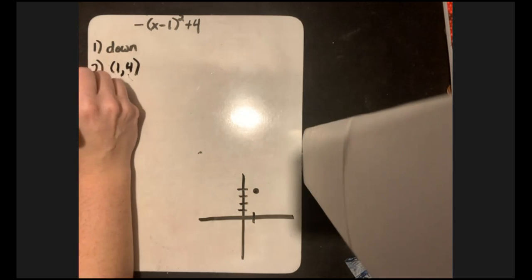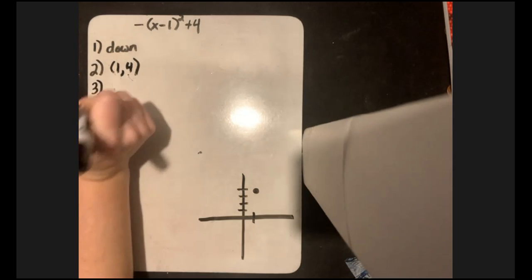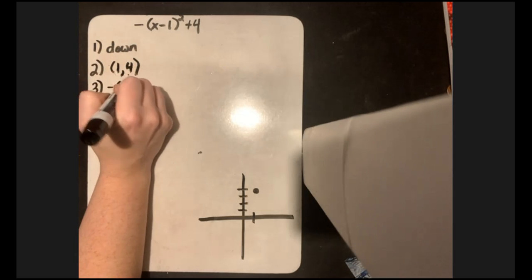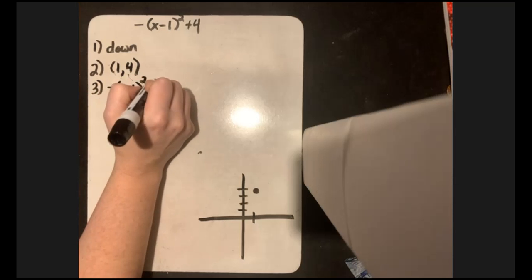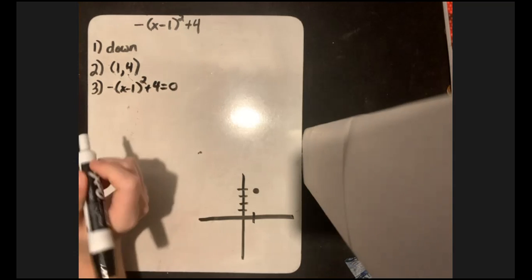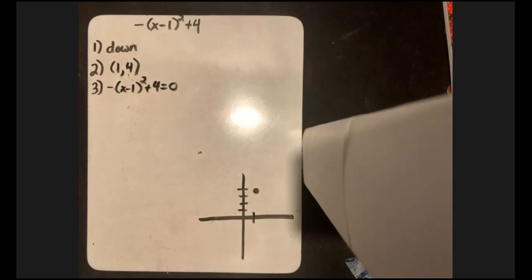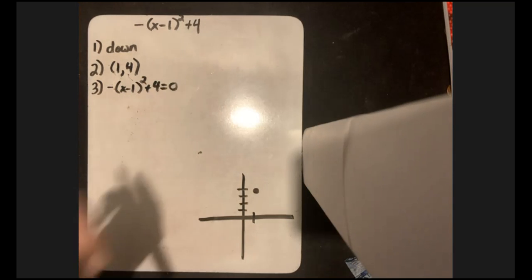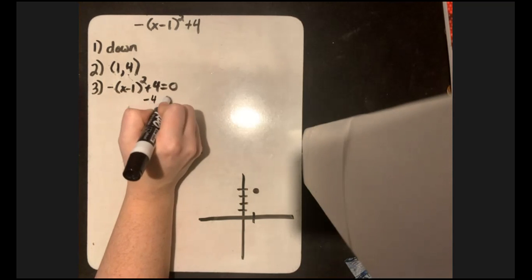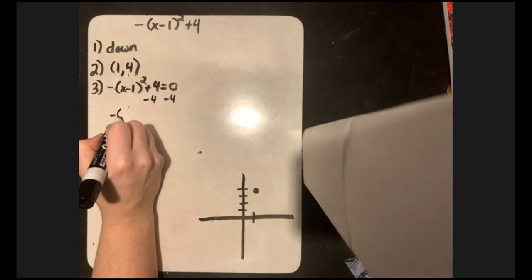Now, for the next thing, I want to find my x-intercepts. So we're going to take and set our equation equal to 0. And now we're going to work on solving. So very much like when we were working on inverses and stuff like that, we're going to start peeling these layers away. So the first thing I'm going to do is subtract my 4.